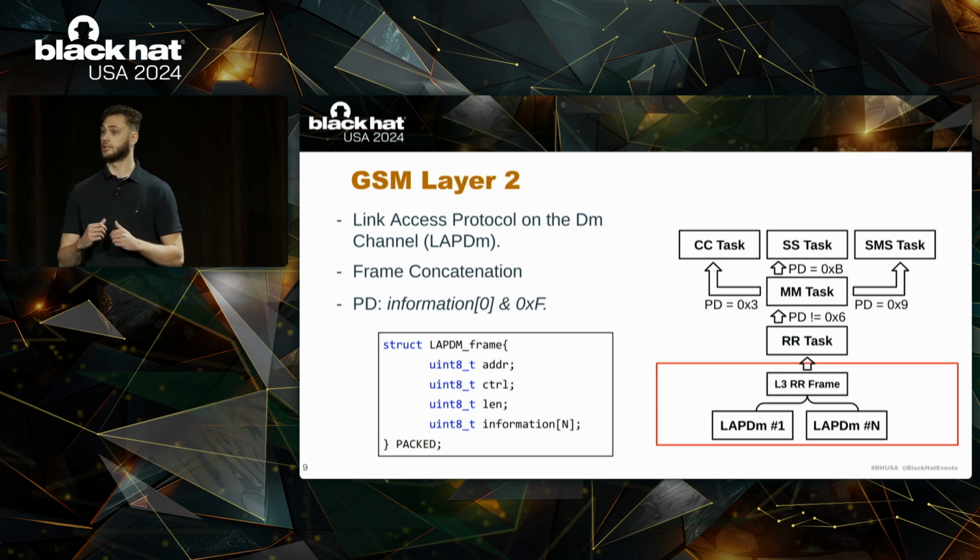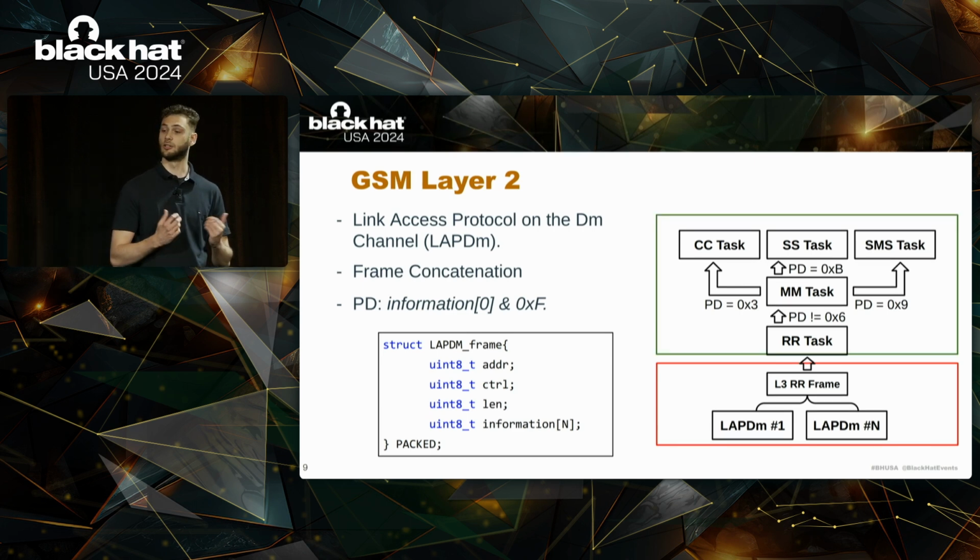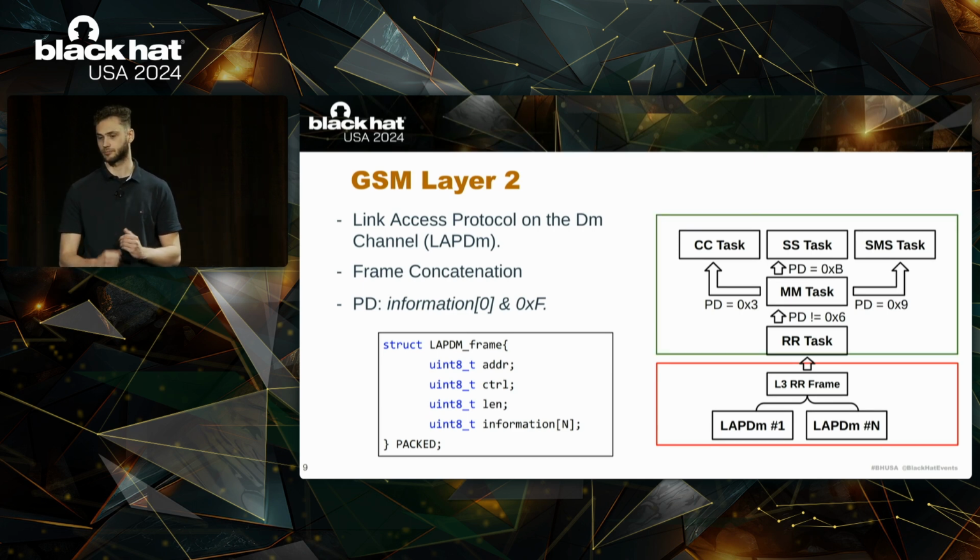So the parts depicted in red are the layer 2 functionality, and the part depicted in green is the layer 3 functionality.